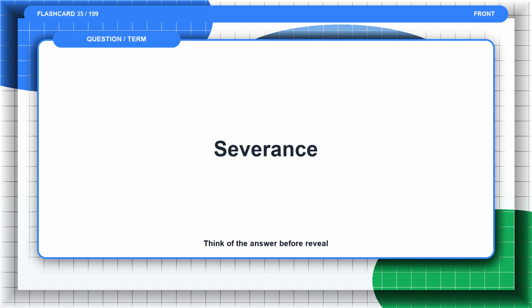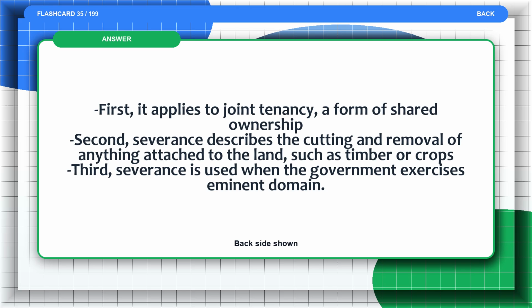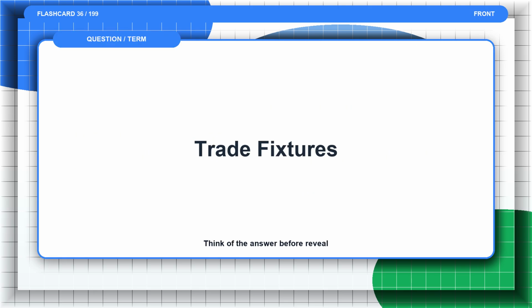Flashcard 35. Severance. Pause and think of the answer before the reveal. The answer is: first, it applies to joint tenancy, a form of shared ownership. Second, severance describes the cutting and removal of anything attached to the land, such as timber or crops. Third, severance is used when the government exercises eminent domain. Flashcard 36. Trade fixtures.